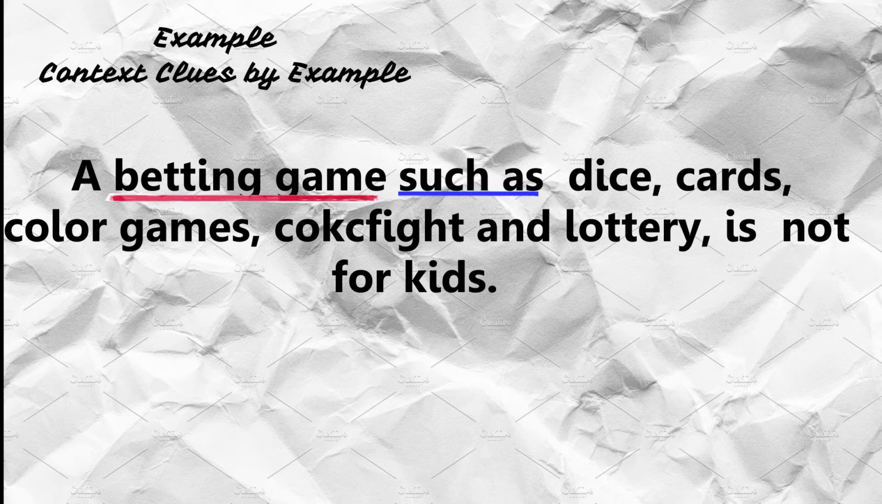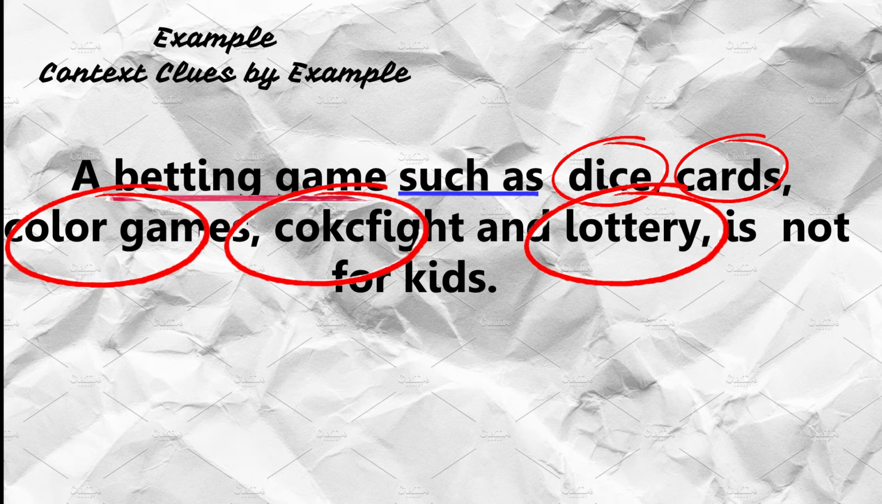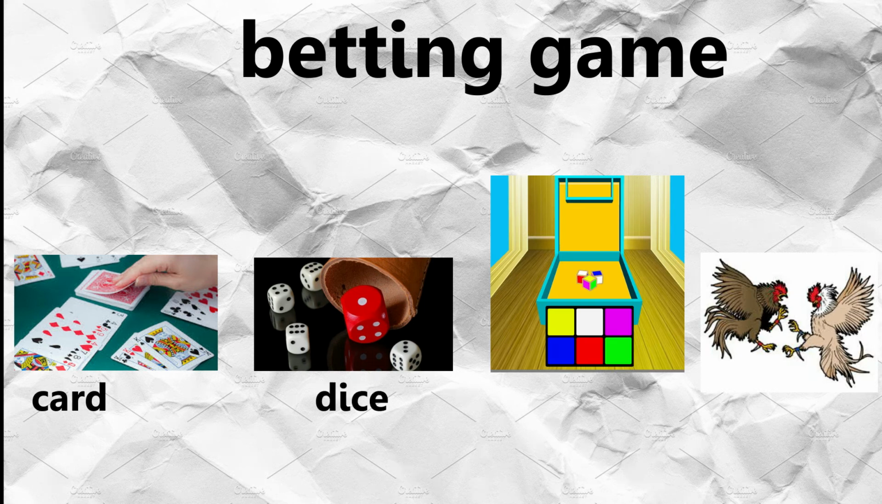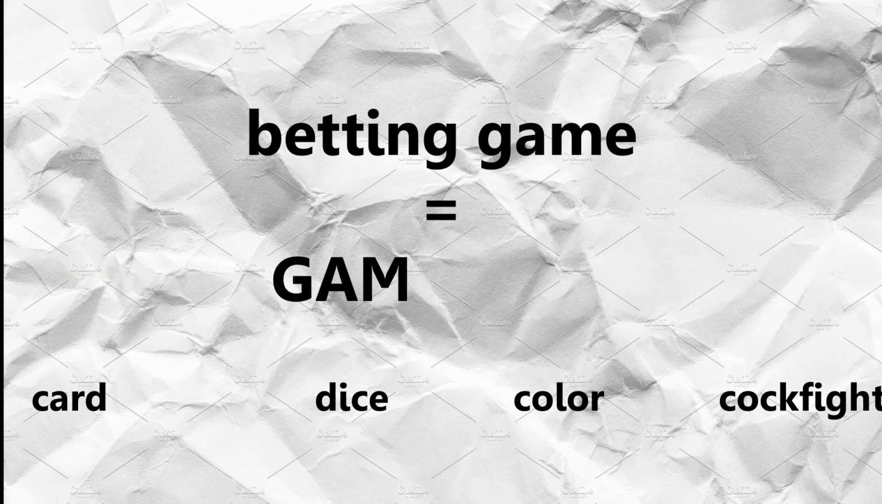In the sentence, we also have given examples of betting games. What do you think the word betting game means? It involves cards, dice, color games, cockfighting, and others. And take note, it also involves money. If your answer is gambling, then definitely you are correct.